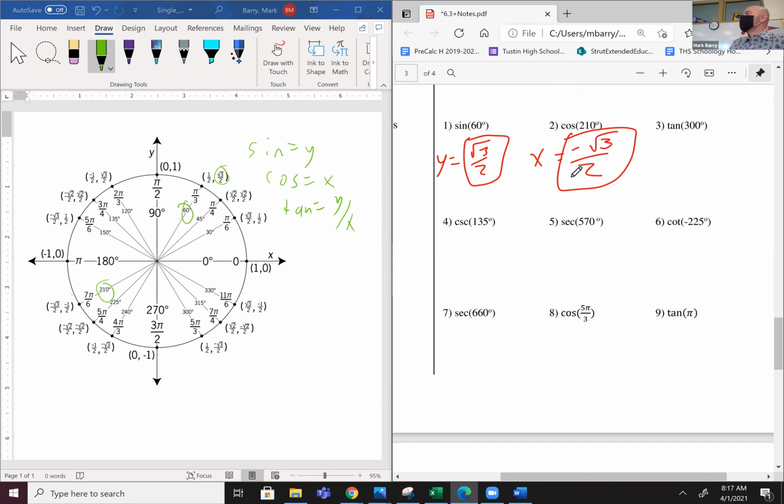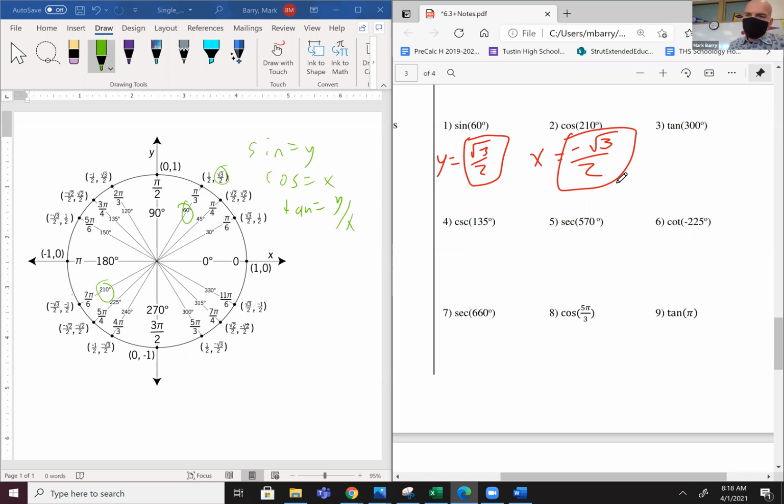Now, could you just type these into the calculator and get those answers? Well, kind of. If you typed those into the calculator, it would give you decimal answers. Now, the decimals would be equivalent to these, but WebAssign is going to, on this section, want the radical form. So you do need to know how to read the unit circle, okay? Now, do you have to have the unit circle memorized? Again, no.